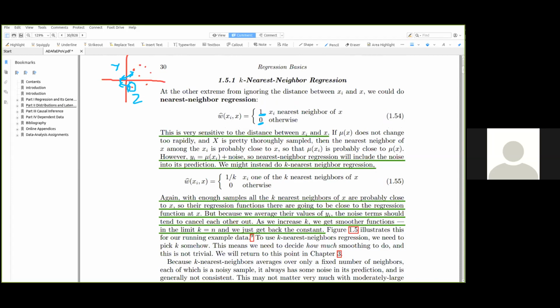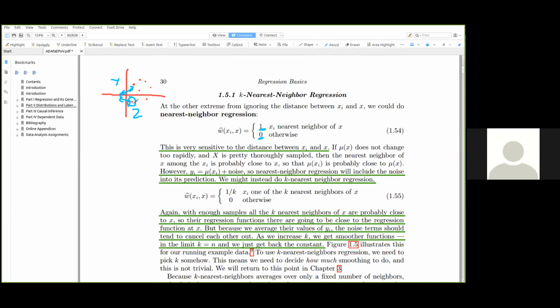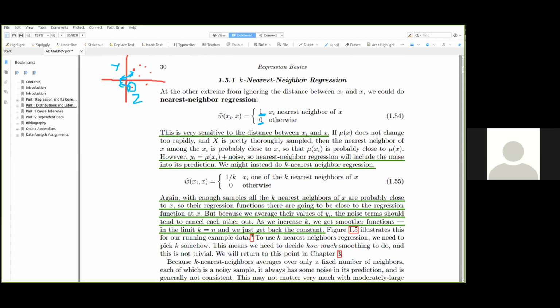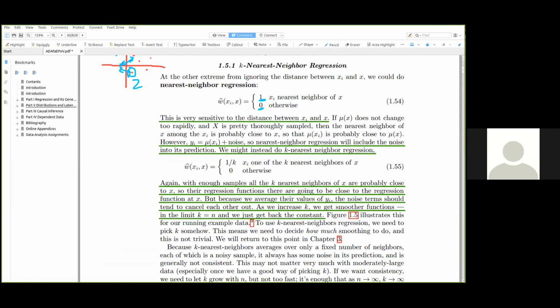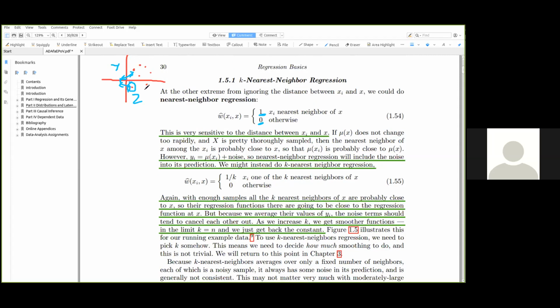However, as you can clearly see, this makes it too sensitive, because any single outlier will make a difference in your prediction, which should not be the case. Any outlier can easily reduce the accuracy of your answer, which is not what you want. So instead of using only one neighbor, we use k nearest neighbors. We assign a weight of 1 by k to the k nearest neighbors of x.